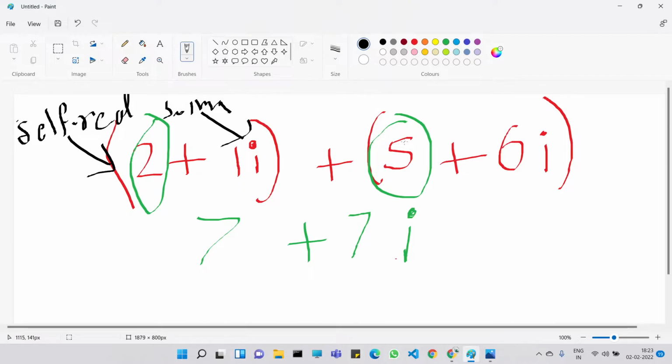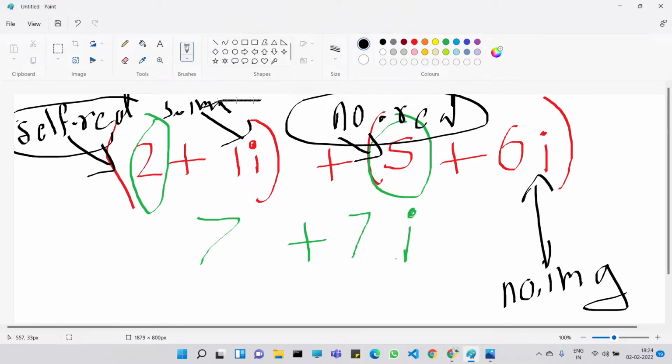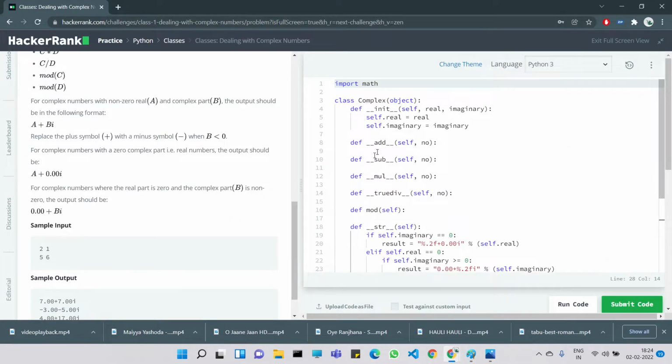Yes, okay, instead of self. This part here is number dot real, and this is going to be number dot imaginary. So in order to add the complex number, we need to add self dot real plus number dot real and self dot imaginary plus number dot imaginary, so that we will get the output of the addition.